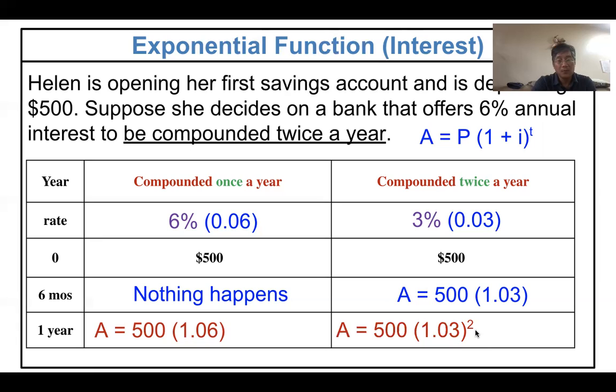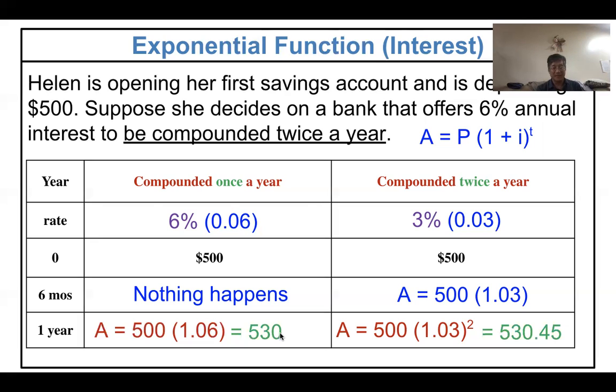Then which one is more? Let's compare this. This is $500, $530, and this one is $530.45. This one has slightly more, 45 cents more than this. Do you know why it happens?